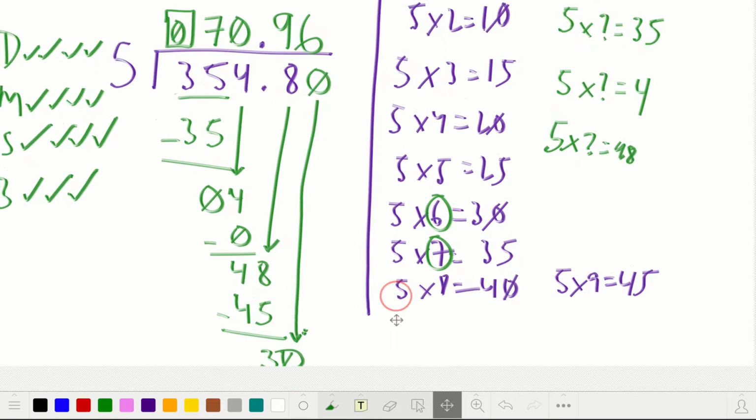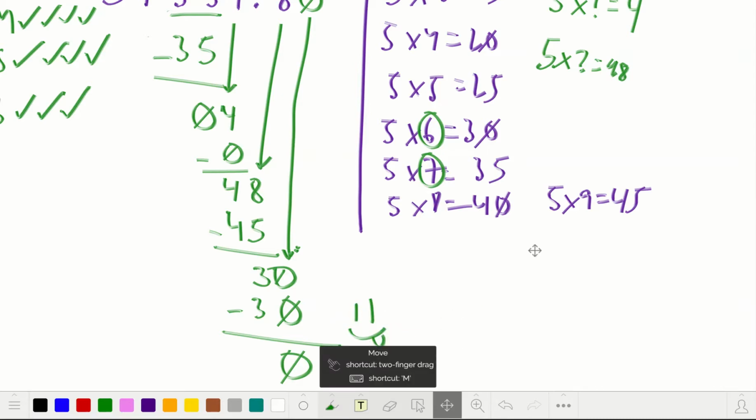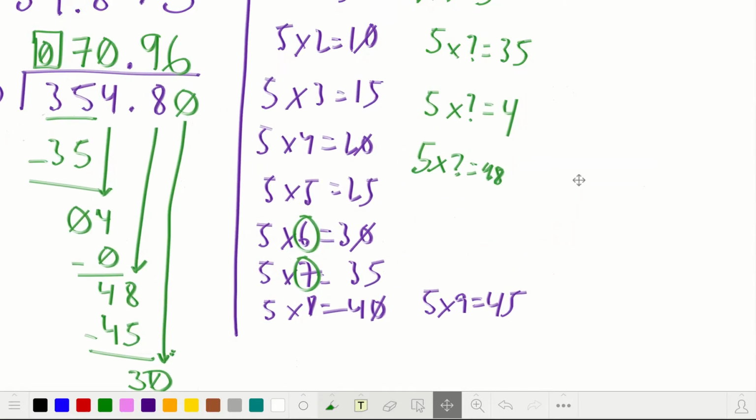And there's nothing left to bring down. So once you get the remainder of 0, you can give yourself a nice happy face. And yes, you will be graded on your happy faces. So let's try another example.